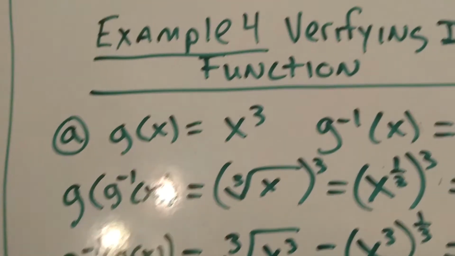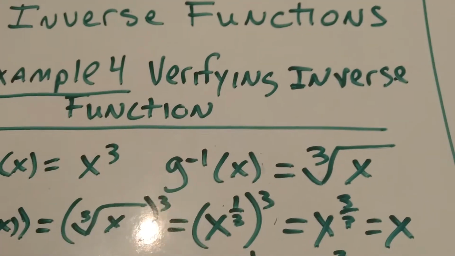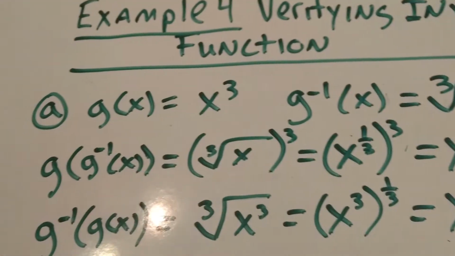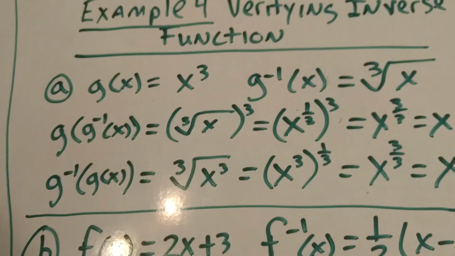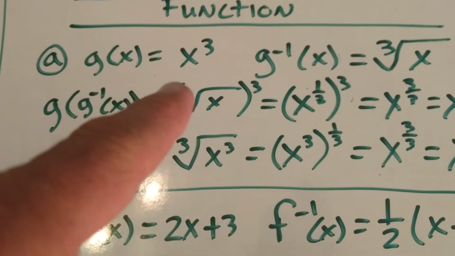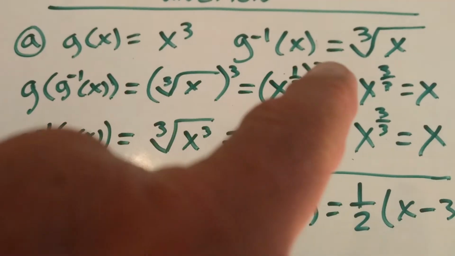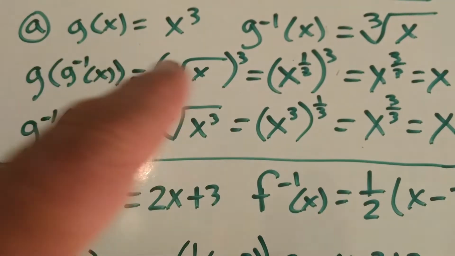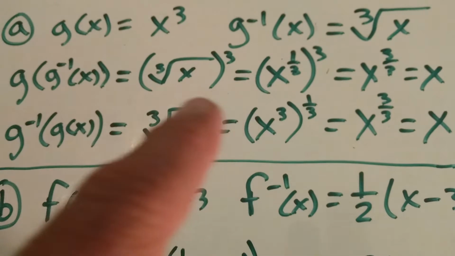One of the ways that we verify that two functions are inverses of each other is drawn back from what we did in the last section. So we have this g of x, which is x cubed, and g to the -1 of x, which is cube root of x. So we're going to prove that these two are inverse functions.